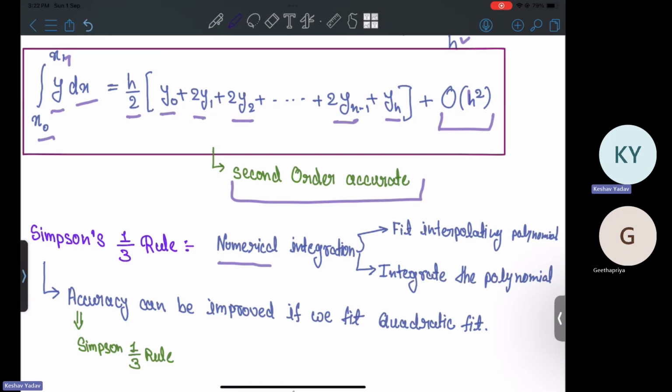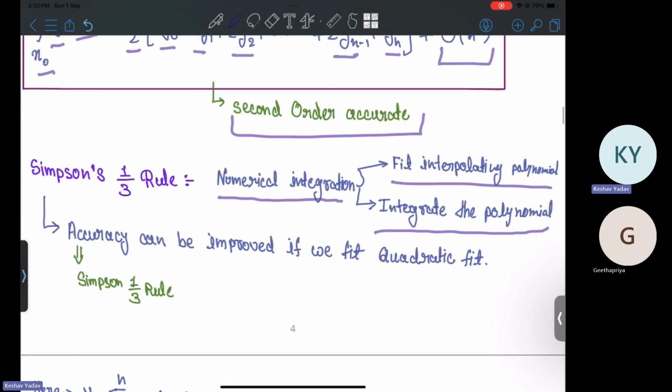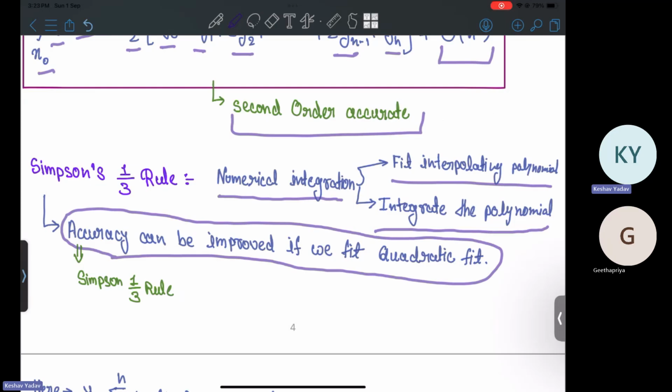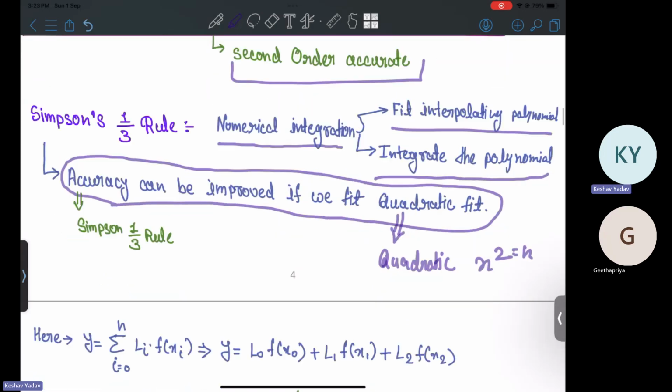So what we are doing here in numerical integration, first we are fitting an interpolating polynomial, then we are integrating that polynomial that we have got after the fitting. So the accuracy of the trapezoidal rule, or the accuracy of the numerical integration, can be improved if we fit a quadratic rather than linear. That means N will be equal to 2. So this method is called Simpson one-third rule.